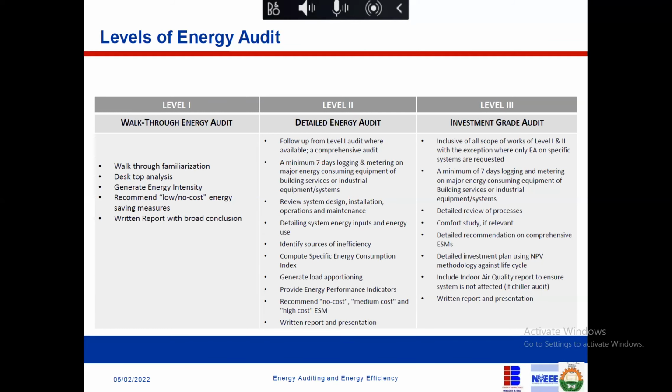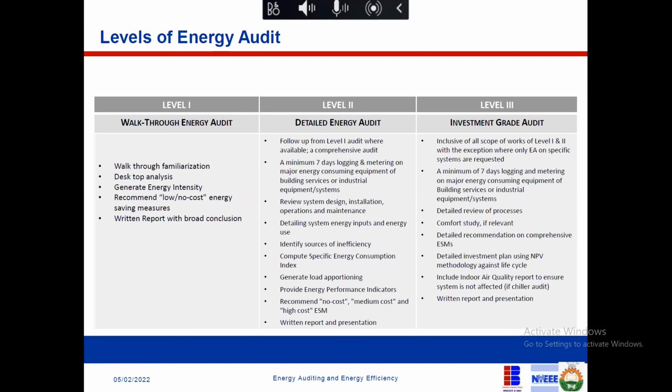It's either you want to do a walkthrough energy audit, a detailed energy audit, or you do investment grade audits. That's just it. You need to define what you are doing. You need to define what is possible based on the resources available, based on the time available, and based on the negotiation and many other factors that I can't really say here. I don't know if that answers your question.